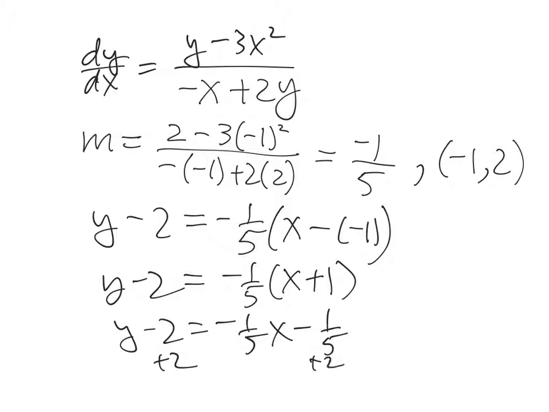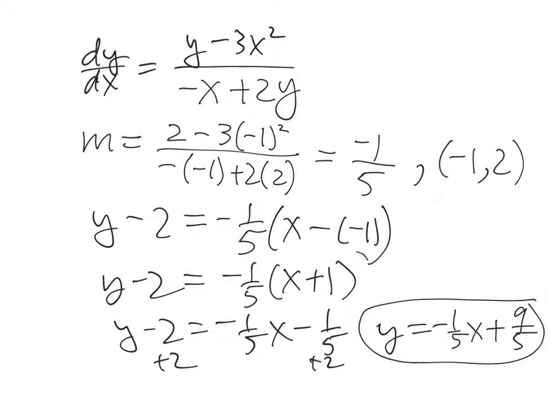Add 2, we'd have 1 4/5, which would be 9/5. So plus 9/5. There, or even here, either one of those. I'm not going to be real picky about the answer form. But that's finding the equation of the tangent line. Of course, the bulk of the work is your implicit differentiation. Questions on that part?